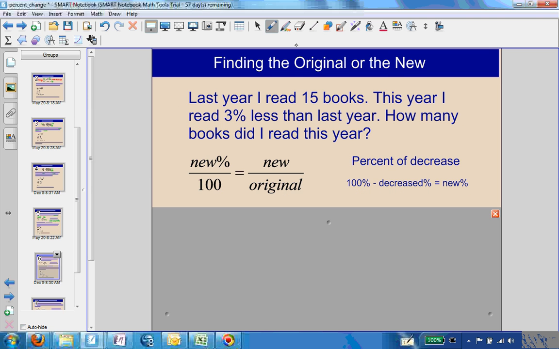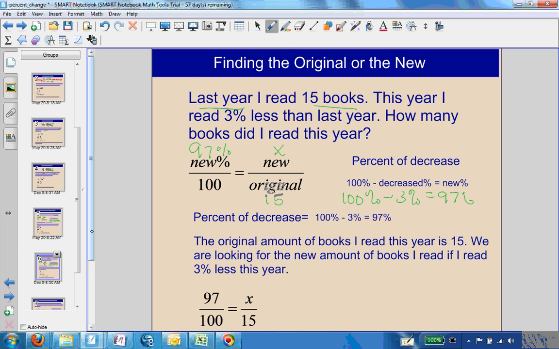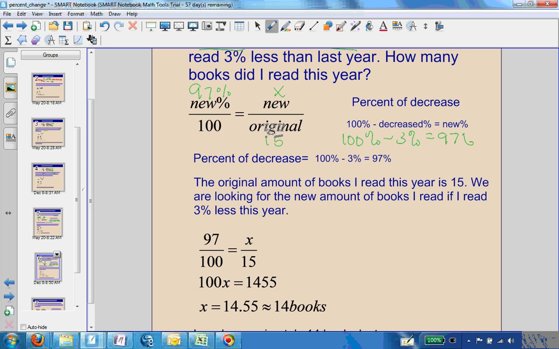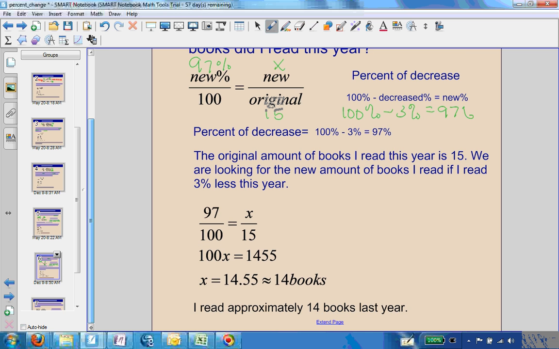Let's look at another example. Last year I read 15 books. This year I read 3% less than last year. So for our new percent, we're going to say 100% minus 3%, which is 97%. So we know that our new percent is 97. How many books did I read this year? We're looking for our new amount. Last year is our original, so 15. So we have 97 over 100 equals X over 15. We cross multiply and solve, and we get approximately 14 books.